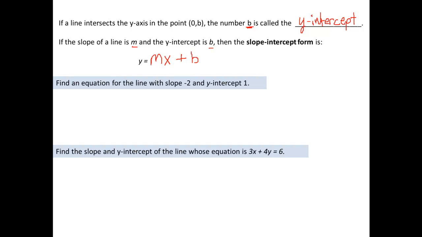So for example, if I know that my line has slope -2 and I know the y-intercept is 1, then the equation for the line is y = -2x + b, where b is 1. Now if I have my equation for the line given, say, in some kind of general form, maybe like this, we can rearrange and solve for y. So for example, we could subtract 3x from both sides and divide by 4.